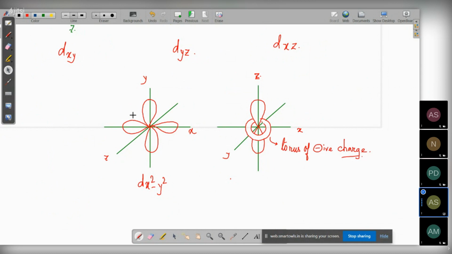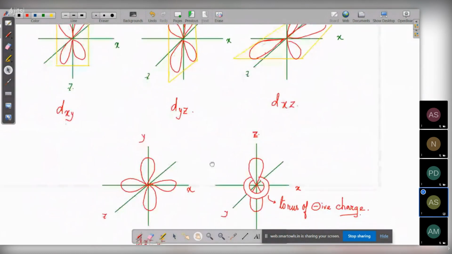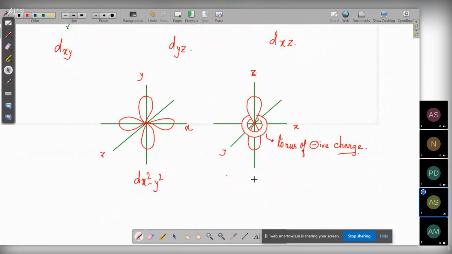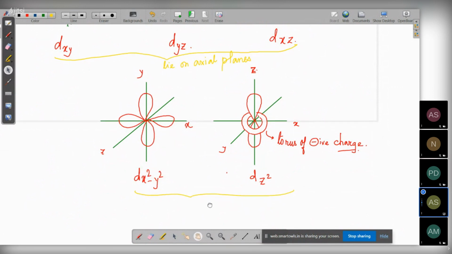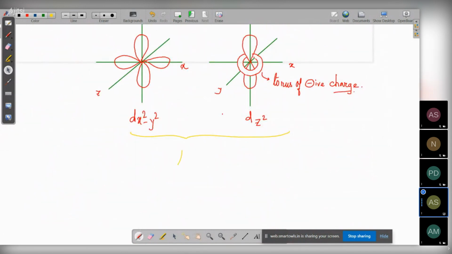So from the d orbital diagram you can see that we have basically two types. That is the dxy, dxz and the dyz. These three actually lie on the axial planes. They do not touch the axis. Rather, they are present in the planes of the axes. Whereas dx square y square and dz square, these two orbitals, lie along the axis.